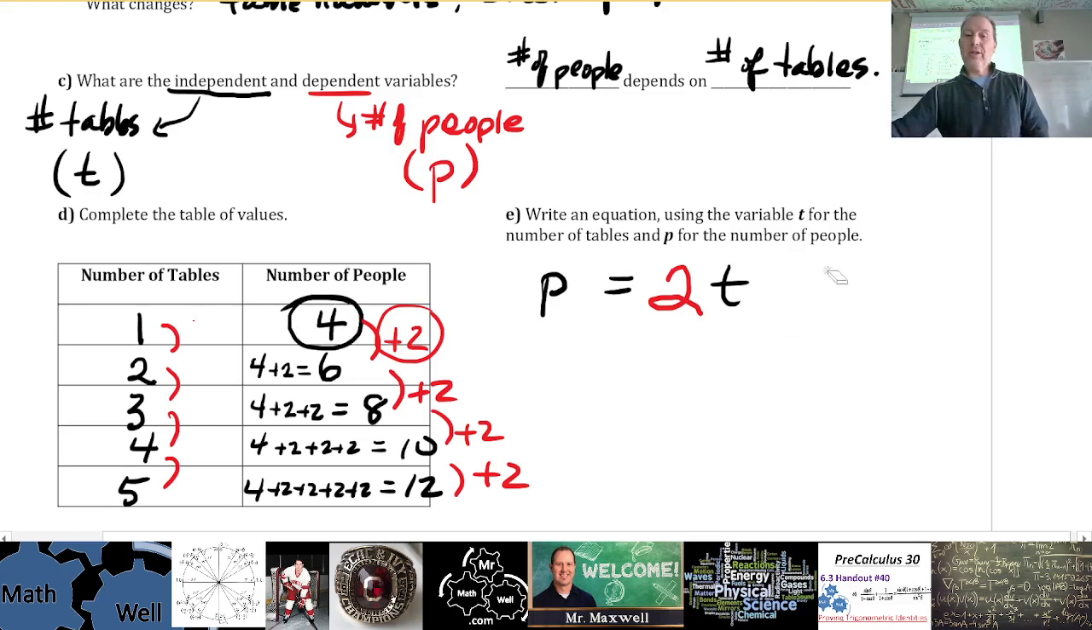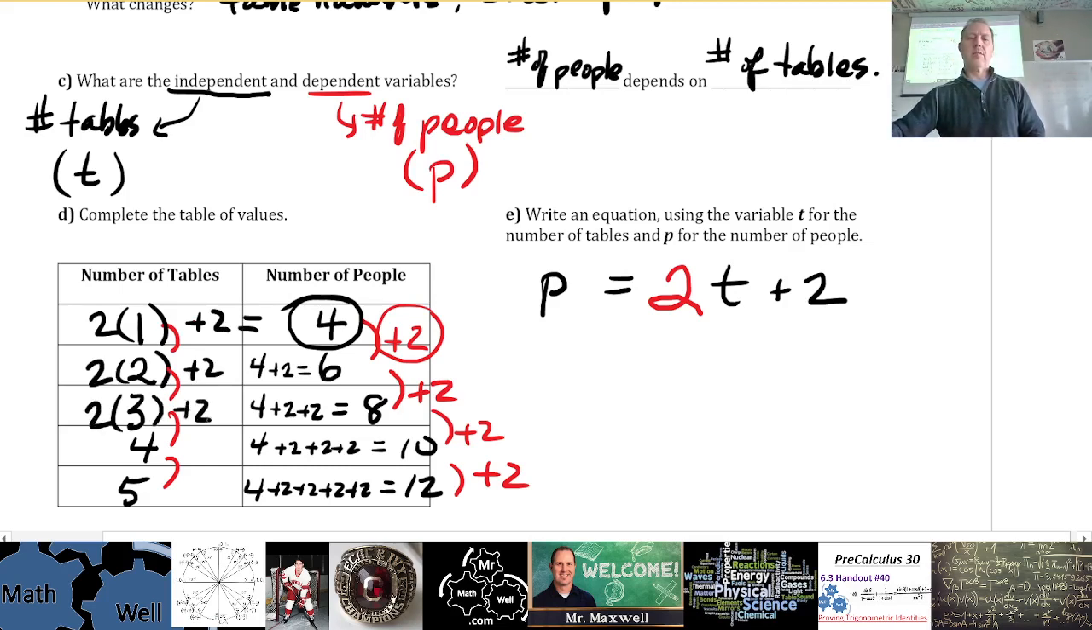Okay, let's try plus 2. Well, 1 times 2, so 2 times 1 plus 2, does that equal 4? Oh, it does. What about this one? 2 times 2 plus 2, that's 4 plus 2. 2 times 3 plus 2. Okay, is 6. Oh, nice.